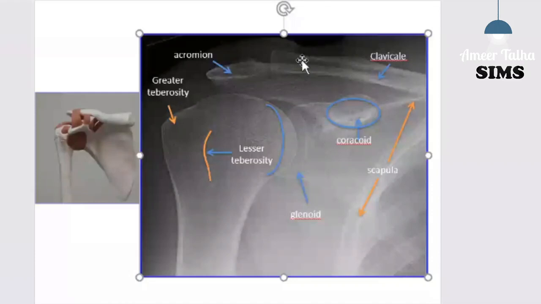Now, you may be asked what is the treatment for this. No surgical procedure is carried out in case of fracture of the clavicle. It is supported with a supporting sling in which the forearm and the elbow being flexed is kept in a sling for a pretty long time.